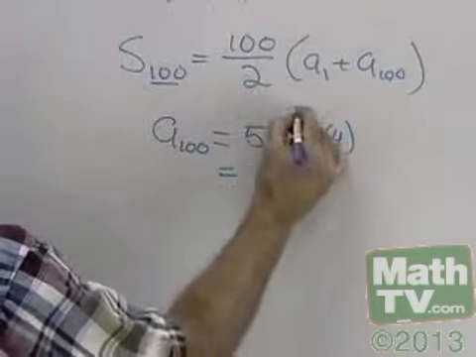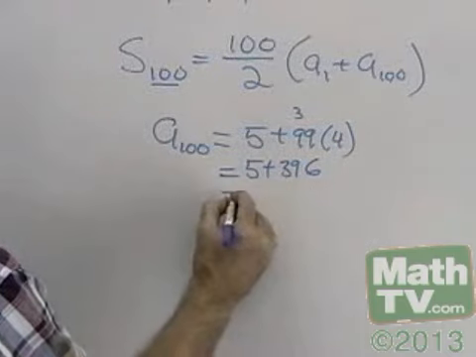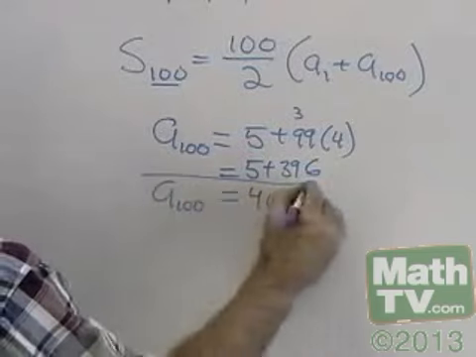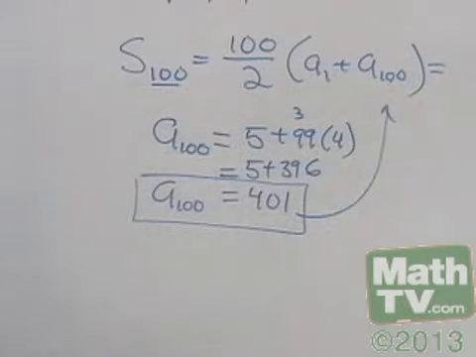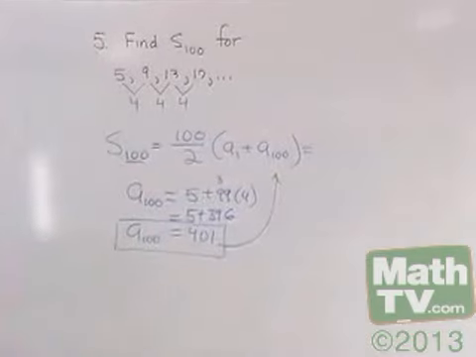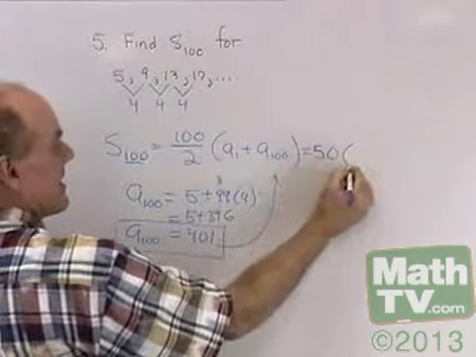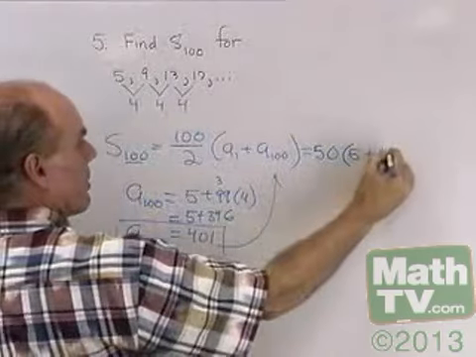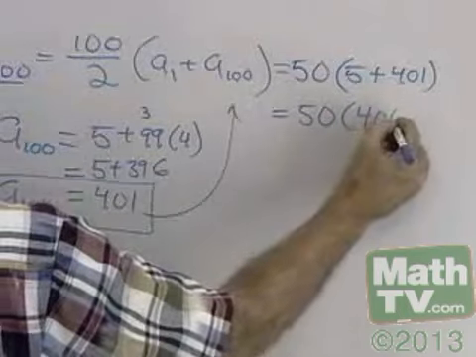Okay, so 4 times 9 is 36. 36 and 3 is 39. 5 plus 396 should be 401. So A sub 100 is 401. Now I'll substitute that back in here, and we end up with, let's see, am I going to go off the screen here? Can we go over to that side a little bit? There we go. Okay. So 100 over 2 is 50 times A sub 1 is 5 plus A sub 100 is 401. So I have 50 times 406.